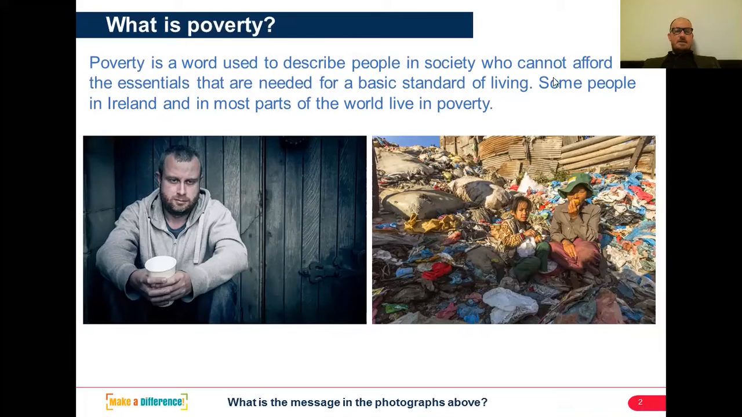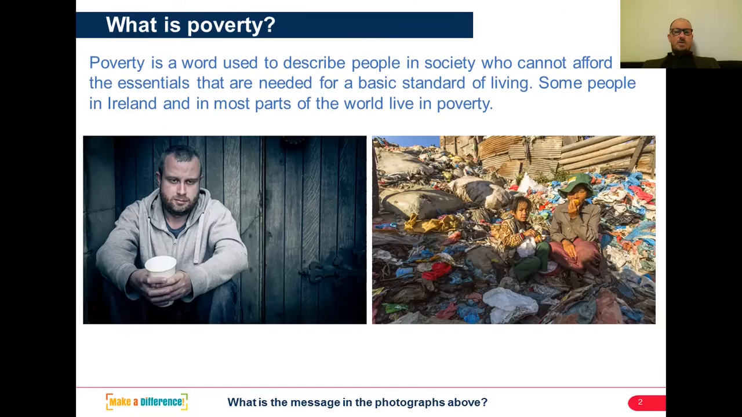the essentials that are needed for a basic standard of living. Some people in Ireland and most parts of the world live in poverty. Yeah, there's huge parts of the world in poverty. There's loads of underdeveloped countries in the world. We're lucky in that we have one of the richest and wealthiest countries in the world. Might not seem it because of the size of our bills and expenses, but in terms of the wealth in the country, we definitely do have a lot of wealth. Okay, so maybe not spread out equally or fairly enough.